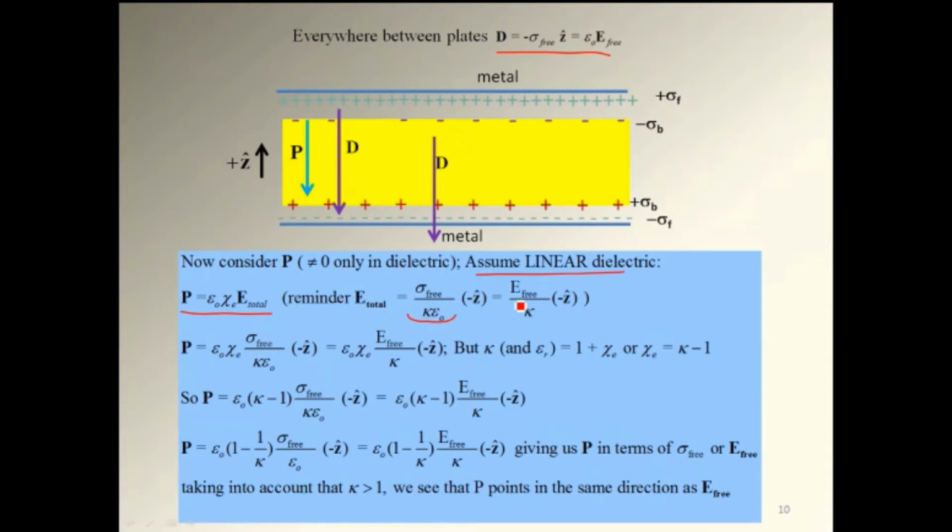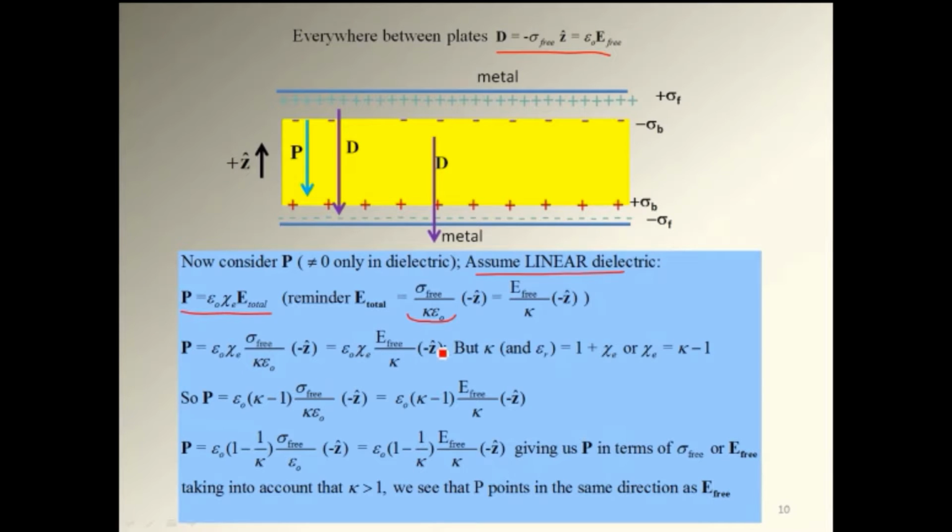So using our equation for E free, which is sigma free over epsilon naught, we come back to that equation where you have E free over kappa and times the minus z. So this is just a reminder of what we've done already. So what we're going to do is put E total into the polarization equation, and so we stick that in. That's equal to epsilon 0 chi sub E, E free divided by kappa.